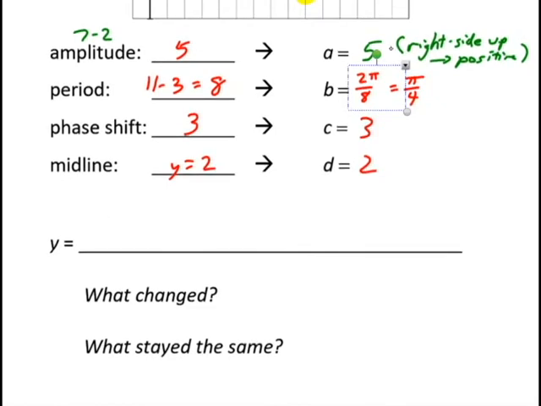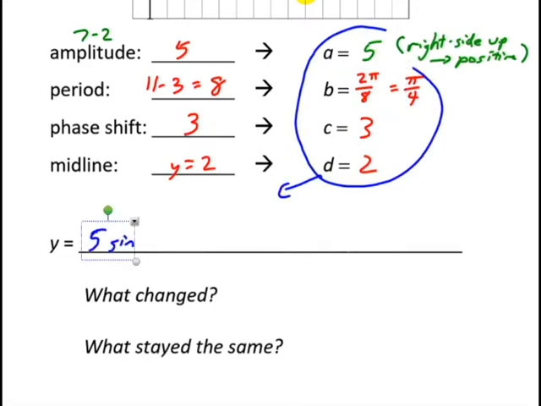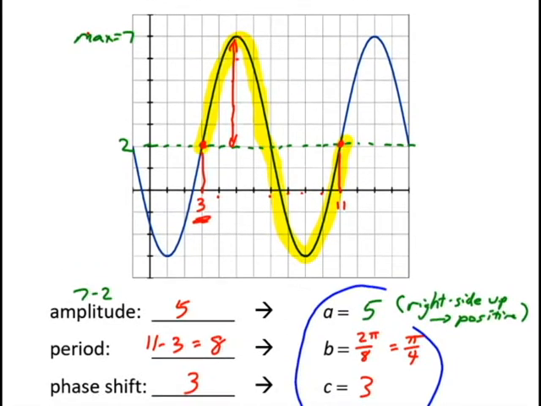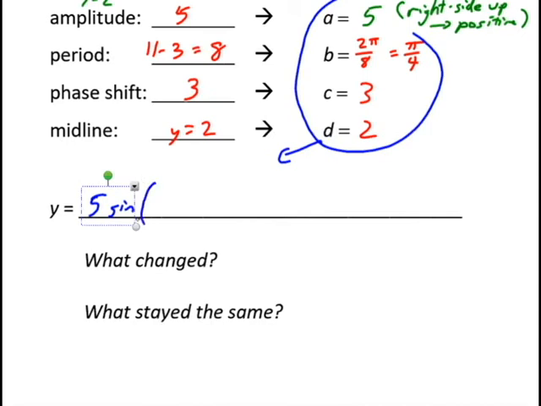Here's our answer. We pull these numbers, 5, sine, because we drew a sine graph, we highlighted a cycle of sine, pi over 4 times.